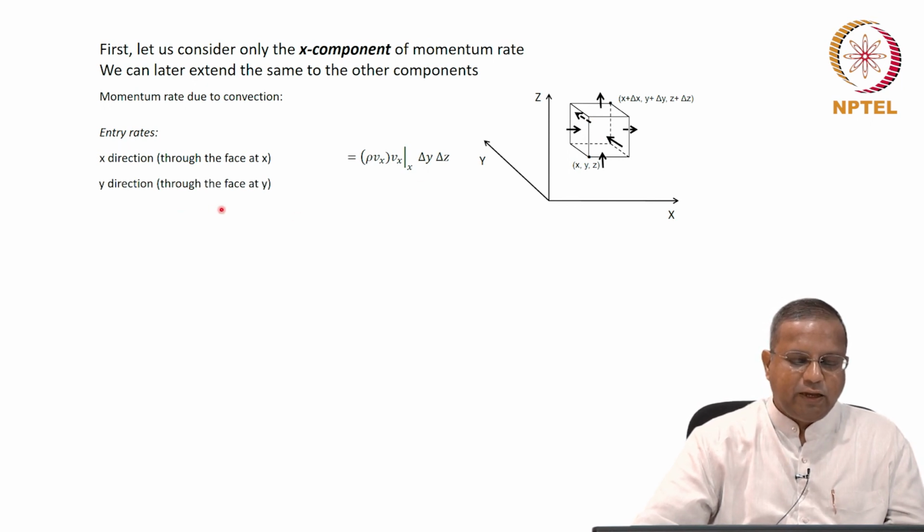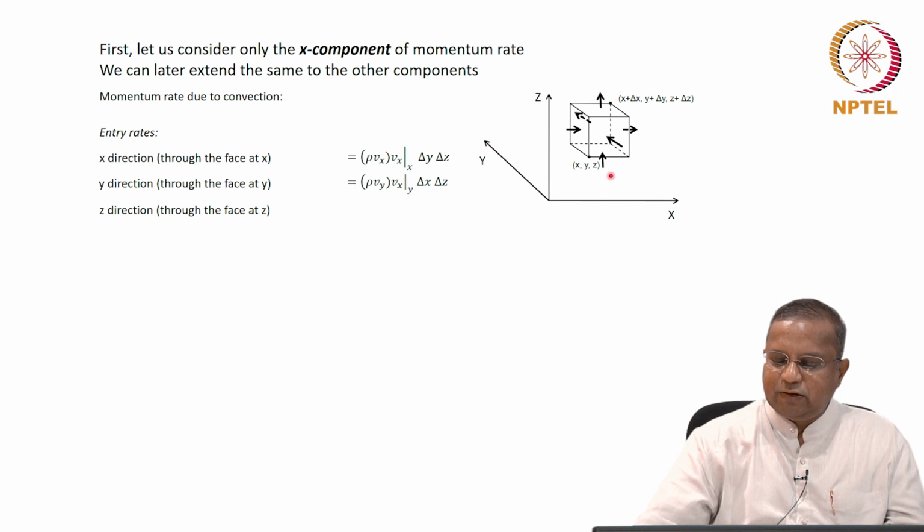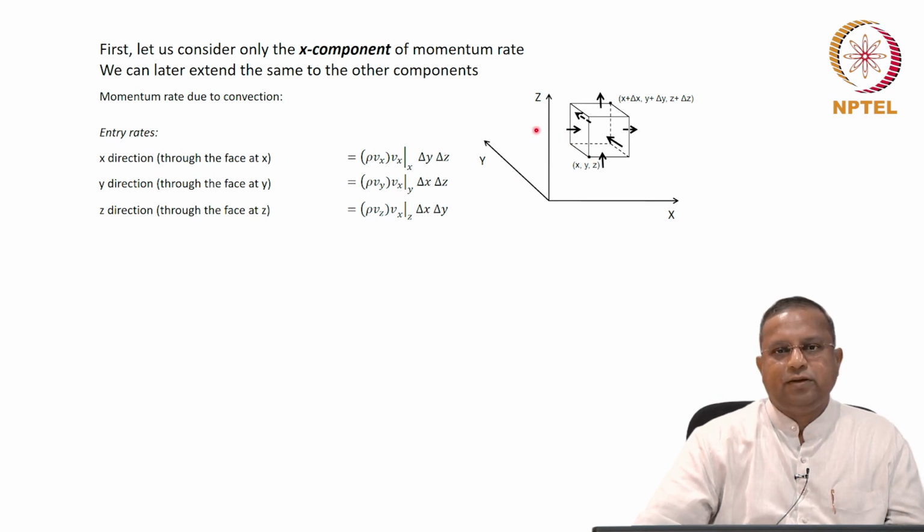The entry rate at y, through the face at y, is nothing but rho vy vx at y times delta x delta z. That's the area of the face at y. The entry rate in the z direction through the face at z, where the z face is this, the y face is this, this is the face at z, is rho vz vx at z times the relevant area, which is delta x delta y.